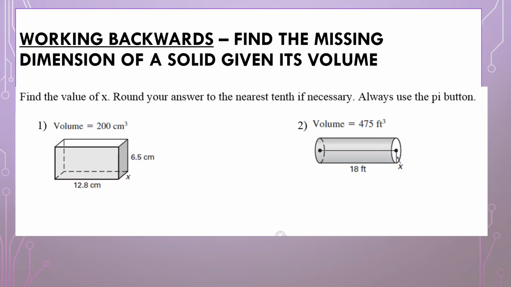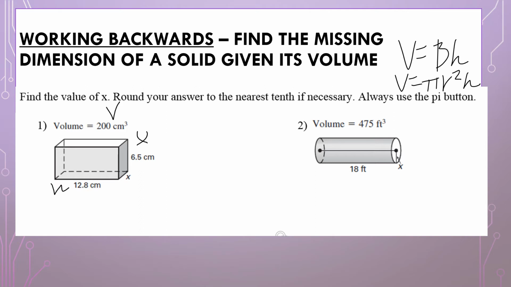So now we're going to work backwards. With area and perimeter, we did some questions like this. We didn't do anything with surface area, but it's the same concept. We know that volume is B times H, or for cylinders, it's pi r squared times H. So we're just going to use what we have and plug those in to figure out what the missing value is.